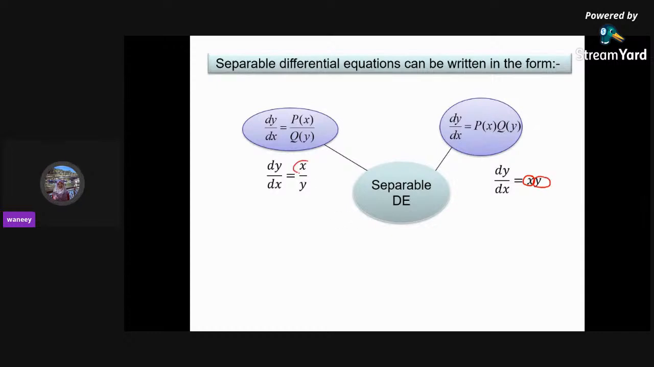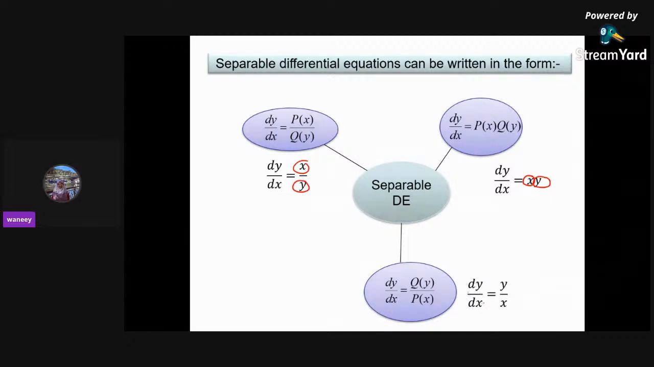Same thing over here. This is x, this is y. So we can easily separate the variable. Another one is dy over dx equal to qy over px. The example for this is dy over dx equal to y over x. Again, it should be quite easy for us to see how to separate the x and the y.